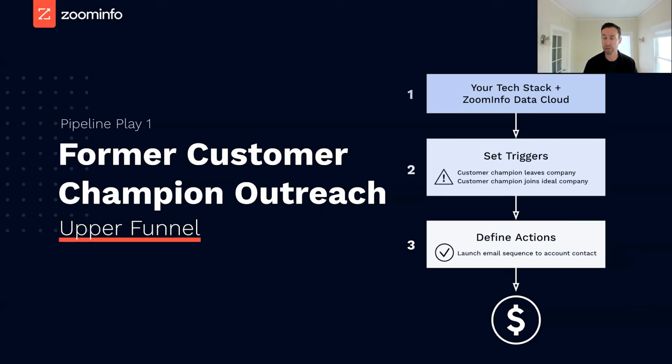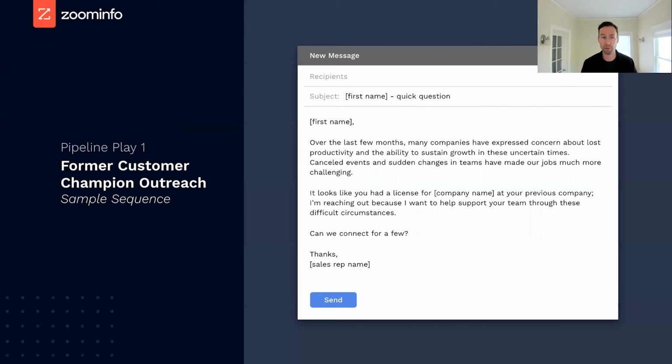You can set a trigger such that if that champion leaves a customer and goes somewhere else, let's automatically trigger an email sequence to that contact, your champion, in that new account. And you should probably also be worried about the churn risk potentially in your existing customer. But for today, I'm just talking about the opportunity to sell more revenue. And so, yeah, this is something that we've actually done at ZoomInfo. And so here's an example of the actual outreach, relatively straightforward.